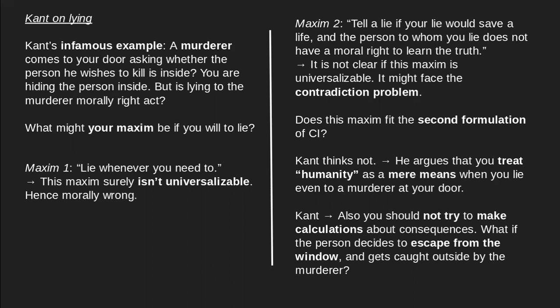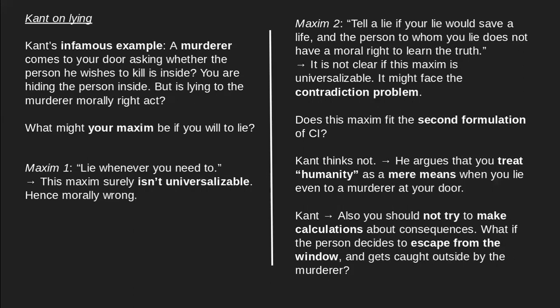When you save a life, you do something good. Very clearly, you do something good. Saving a human life is a good thing, assuming that the person you save is not a horrible person. But you're not doing something right, according to Kant, because you're lying, right?